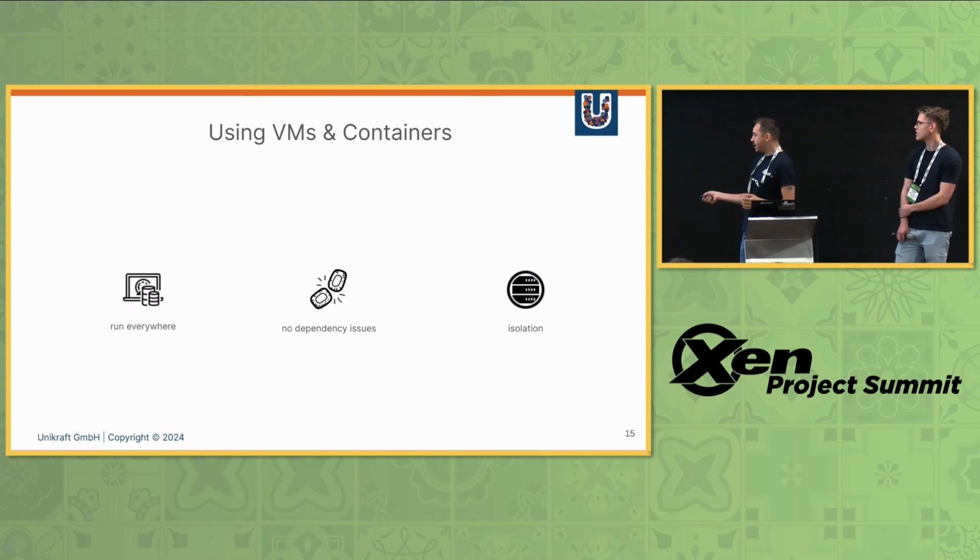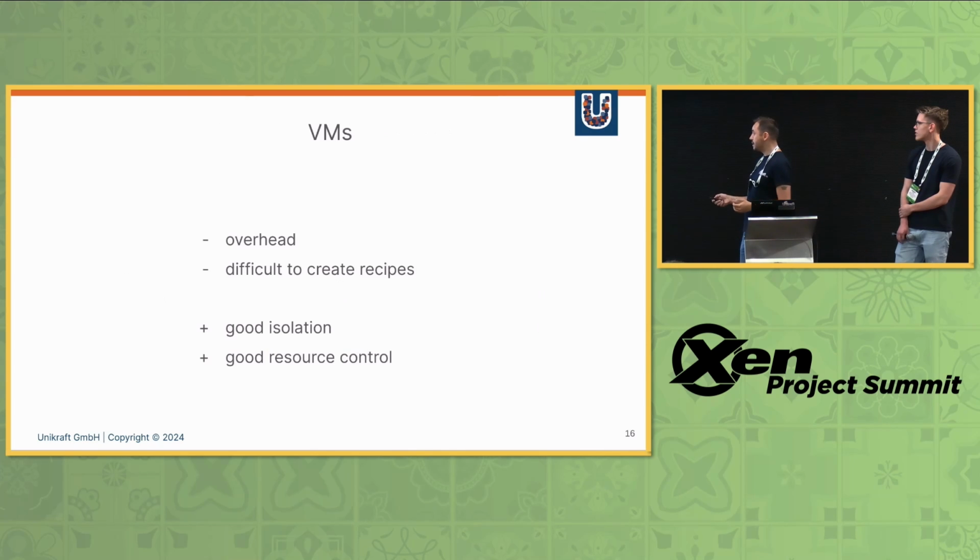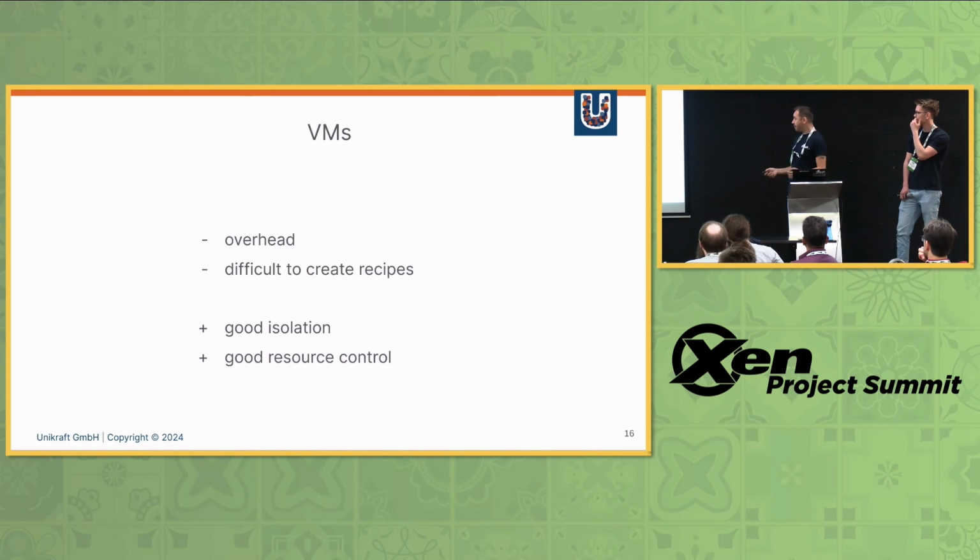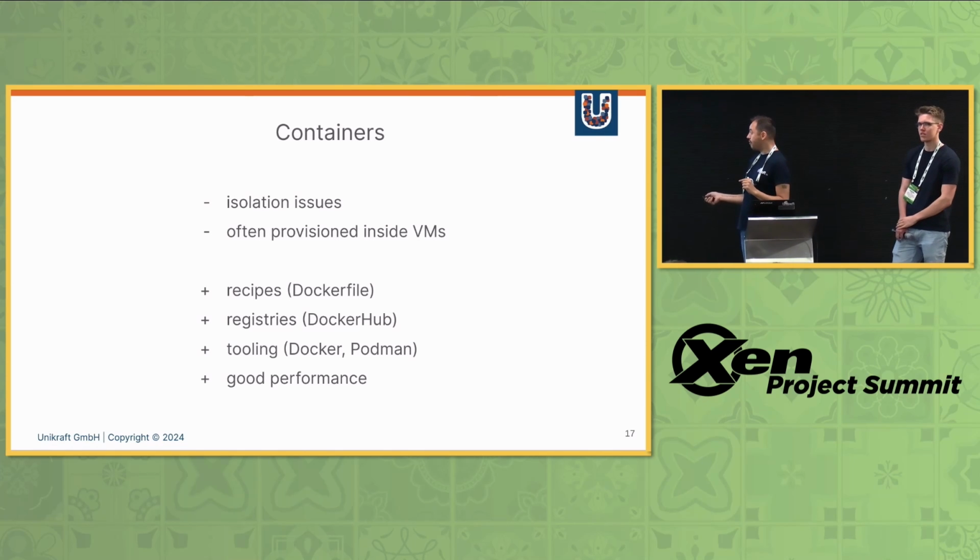And we want them to run everywhere. You don't want dependencies, and you want isolation. And VMs, for this matter, as you may know, have good isolation, good resource control, but there is an overhead attached to them, and it's difficult to create recipes. Whereas, for example, with containers, you have recipes in Dockerfiles, where you state everything, and in Docker Compose files, everything is easy to specify. You just grab that, and it simply works. You have registries, you have a lot of tooling on it, you have good performance.